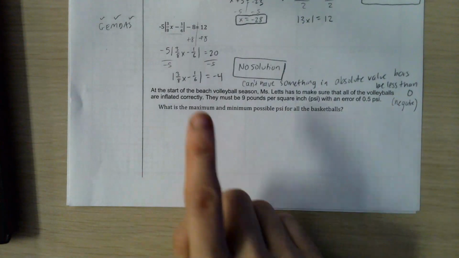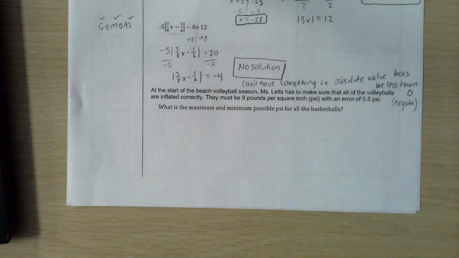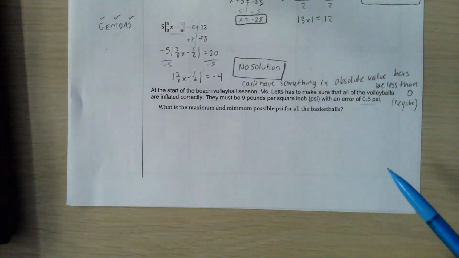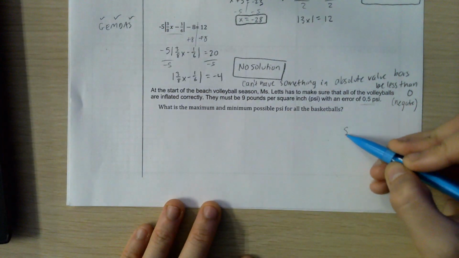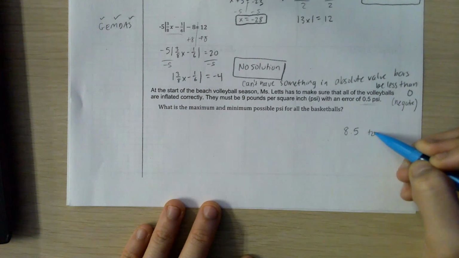Okay, at the start of the beach volleyball season, Miss Letts has to make sure that all the volleyballs are inflated correctly. They must be 9 pounds per square inch, PSI, with an error of 0.5 PSI. So what is the maximum and minimum possible PSI for all of the basketballs? So you might even be able to figure this out just by thinking logically. Like an error means it could be 0.5 either way. So you don't even have to use absolute value to solve it. Like in your head you could probably think, okay, it's going to be 8.5 to 9.5.